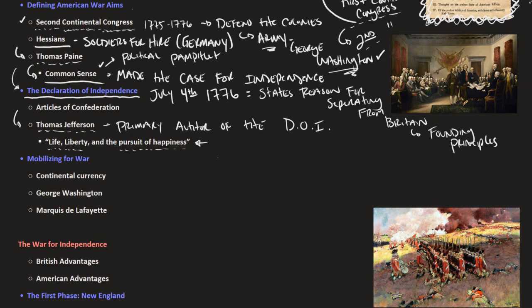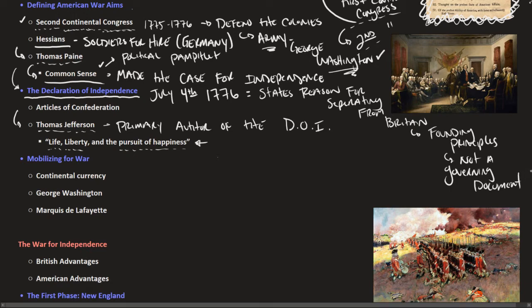So an important thing to take note of about the Declaration of Independence is that it is not a governing document, right? It does not govern us today in any way, shape, or form, but we'd still consider it very important for these sort of reasons here, because it outlines what exactly the purpose of the United States is, right? Why it exists.